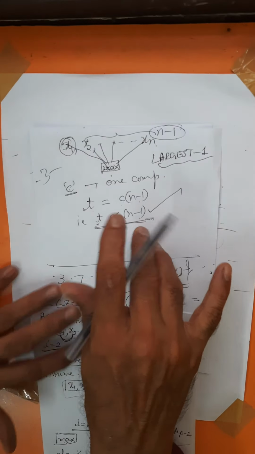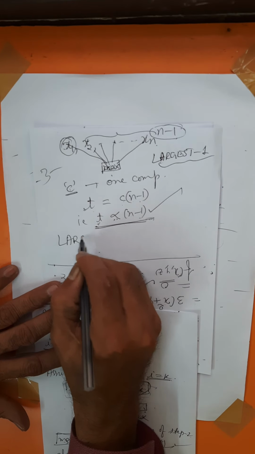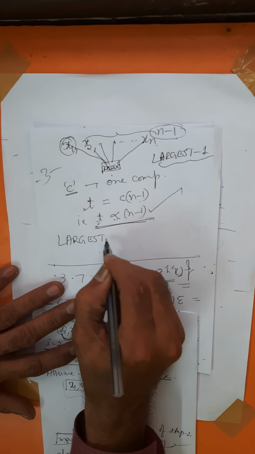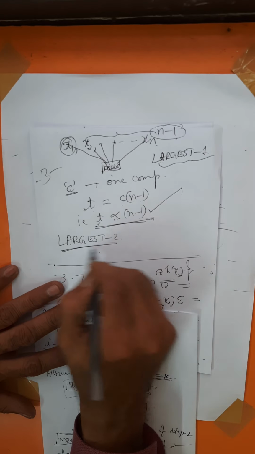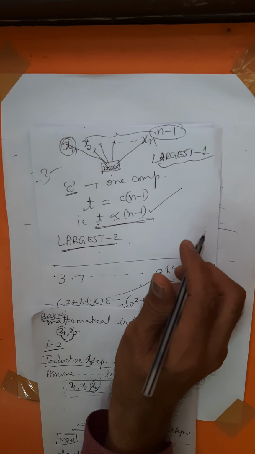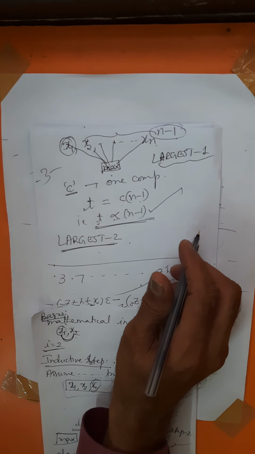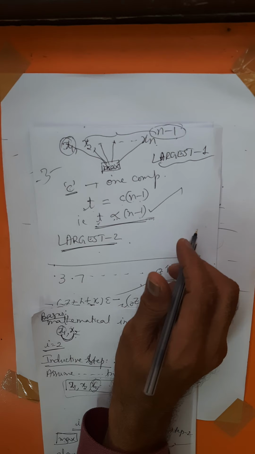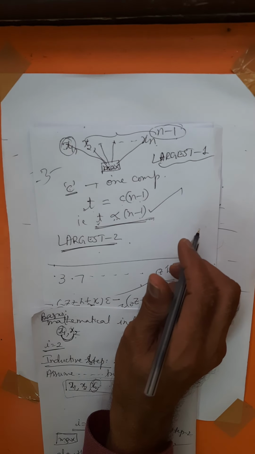The next algorithm is largest 2. This we will discuss in the next session. So we have just begun unit 4 of our optional paper, discrete mathematics. Analysis of algorithms is there. Finite state machines you have to study.